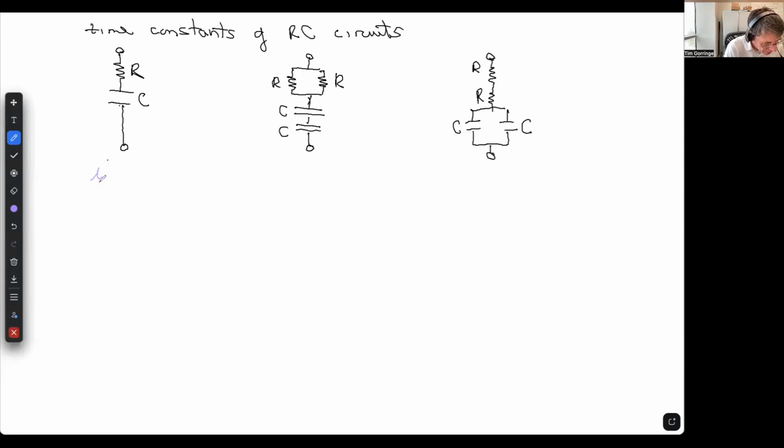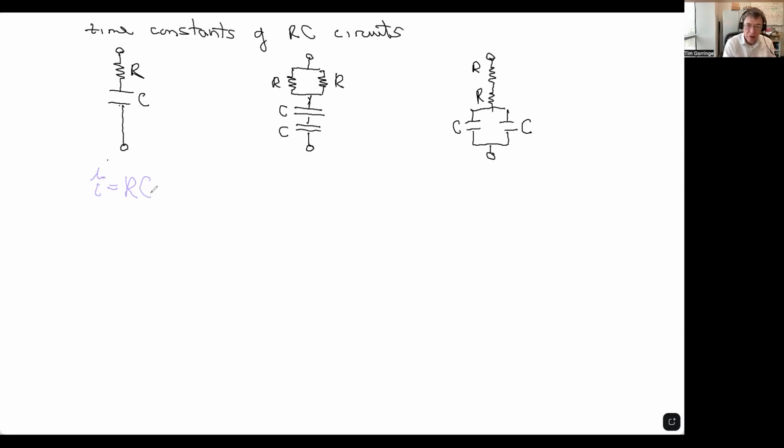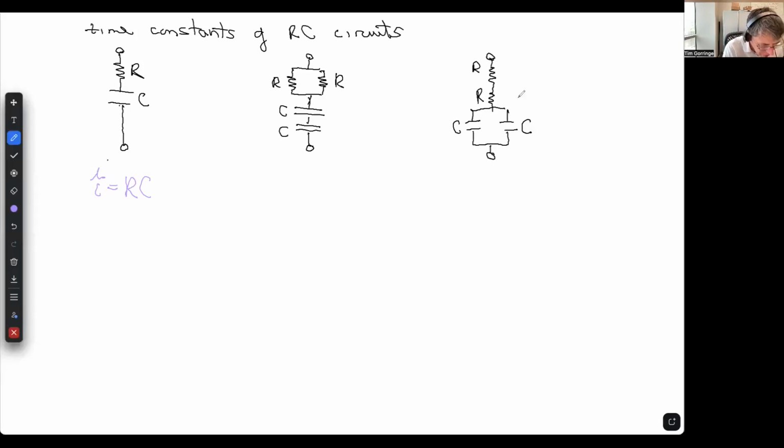So let me just write that down. Tau, the symbol we use for the time constant, is just going to be RC. So the bigger the product of R and C is, product of resistance and capacitance, the longer the time constant, the longer the time to charge up or discharge this capacitor in this circuit. Let's now move to the two other circuits, start in the middle and then we'll work to the right. What's the time constant for these circuits?